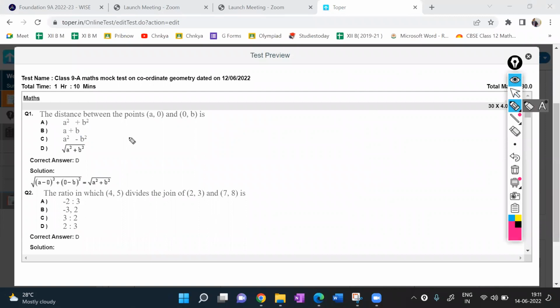Okay. Look at the first question, distance between this point and this point. What was the formula, beta? Square root of x2 minus x1 whole square plus y2 minus y1 whole square. This is the distance between 2 points. Correct? So now, if you observe this properly, this is my x1, this is my y1. And this is my x2 and y2.